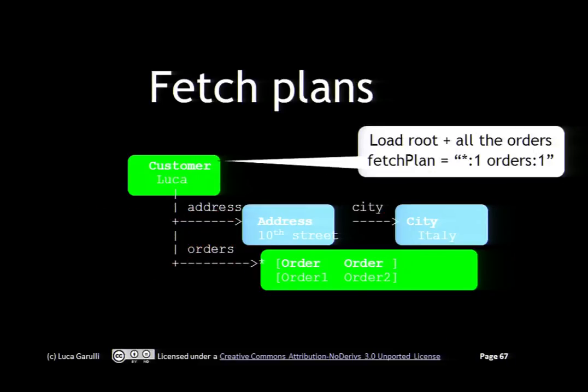This is the example above. Just a string. So by default, load only one level. Don't go deeper. But orders, please load orders one level more. So just load the customer, the root object, and all the orders. If I specify minus one, it means go till the end. If you have a graph with a million records, it loads a million records on the client side. So it's dangerous.